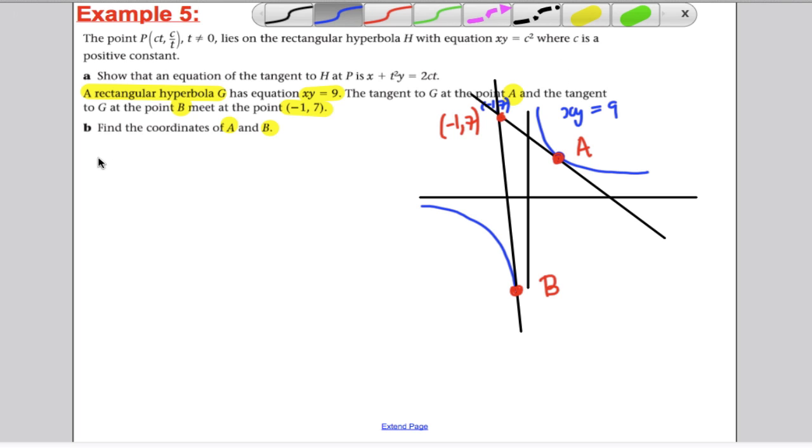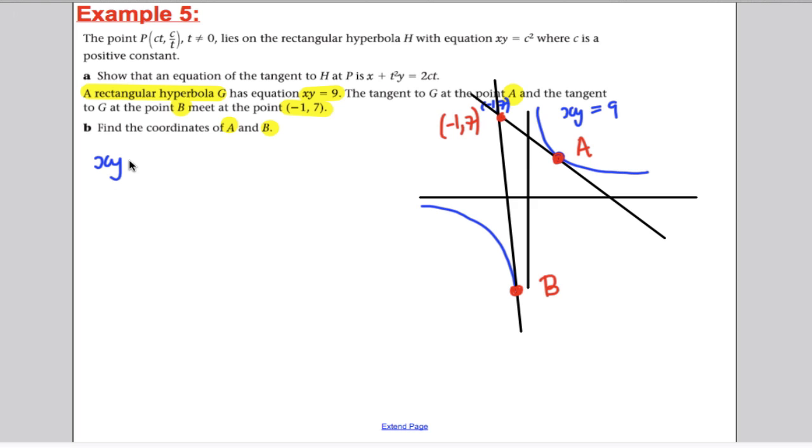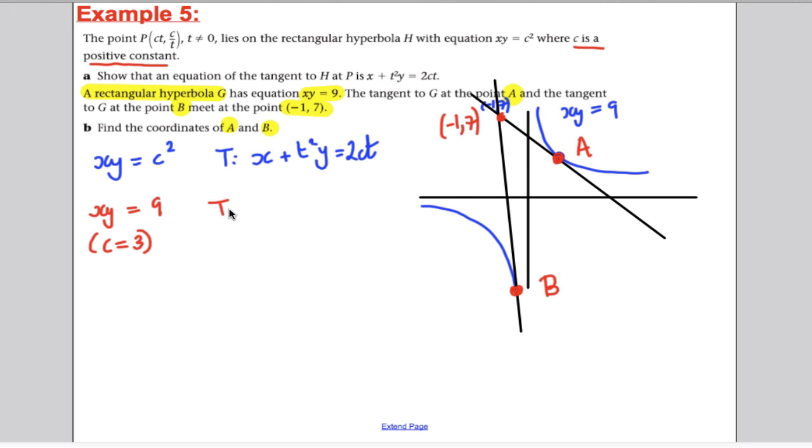Now what we do know from part A is we were dealing with a curve xy is equal to c squared, and we worked out that the tangent at such a curve is given by the equation x plus t squared y is equal to 2ct. We know that. Now, in this question, we are dealing with xy is equal to 9. So this tells us c must be equal to 3, because c is a positive number. So any tangent to this curve must have this equation, but where c is 3, so it must have equation x plus t squared y is equal to 6t.